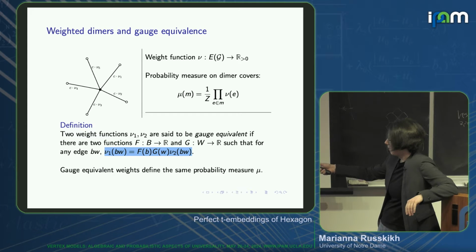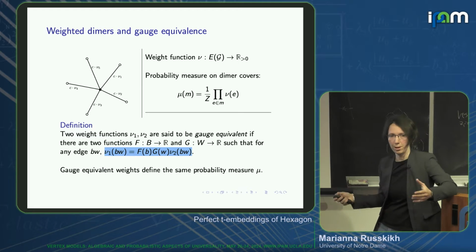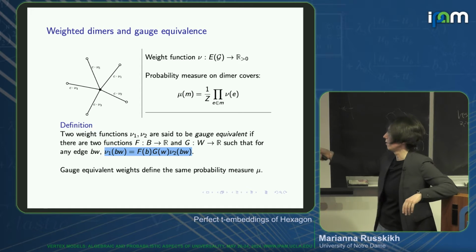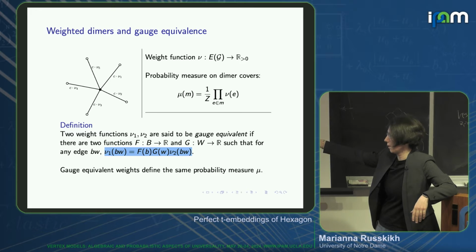Note that if I have a weight function, and I multiply all weights around one vertex by the same constant, then the probability measure doesn't change, right? Because each dimer configuration should cover this vertex, so we take exactly one of those edges in a dimer configuration. So each weight of each dimer configuration is going to be multiplied by this constant. The same happens with the partition function, so the probability measure doesn't change.